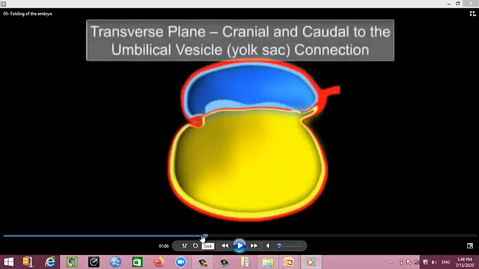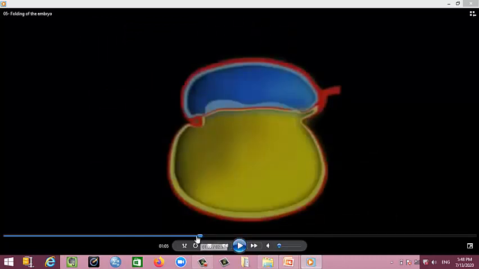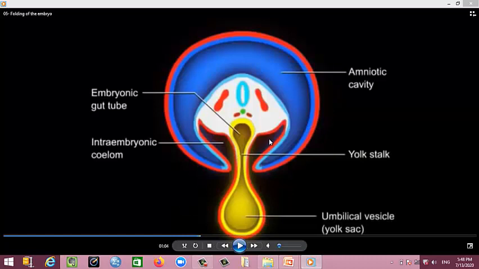Just one last view so that you can see it properly. Notice how the intraembryonic coelom got larger with this folding and this fusion. And this is now the body cavity, which means that this is the part where, in the chest, the heart and the lungs are going to develop. In the abdomen, you've got the development of the GIT. You can see it here, it's called the embryonic gut tube. This is where the gastrointestinal system is starting to develop. So, like I said, the intraembryonic coelom will end up becoming the body cavity.